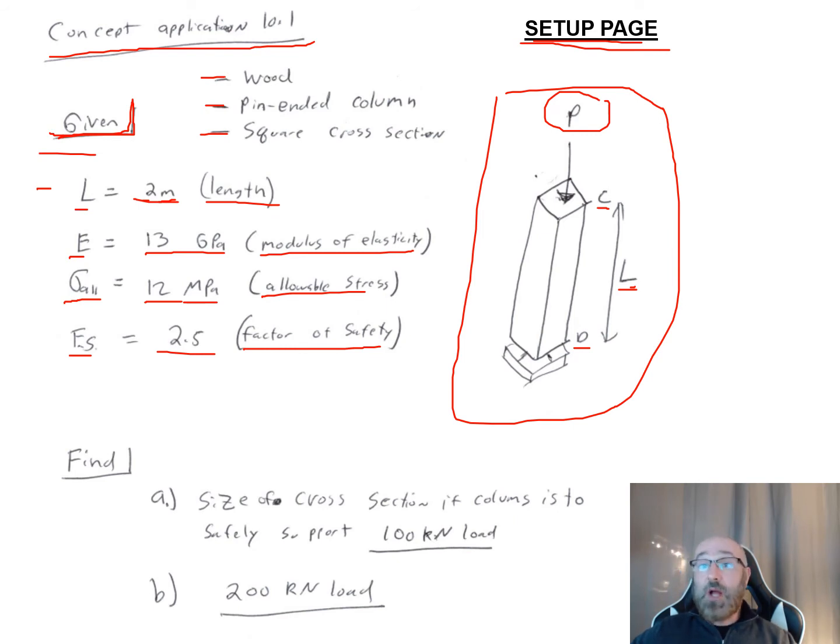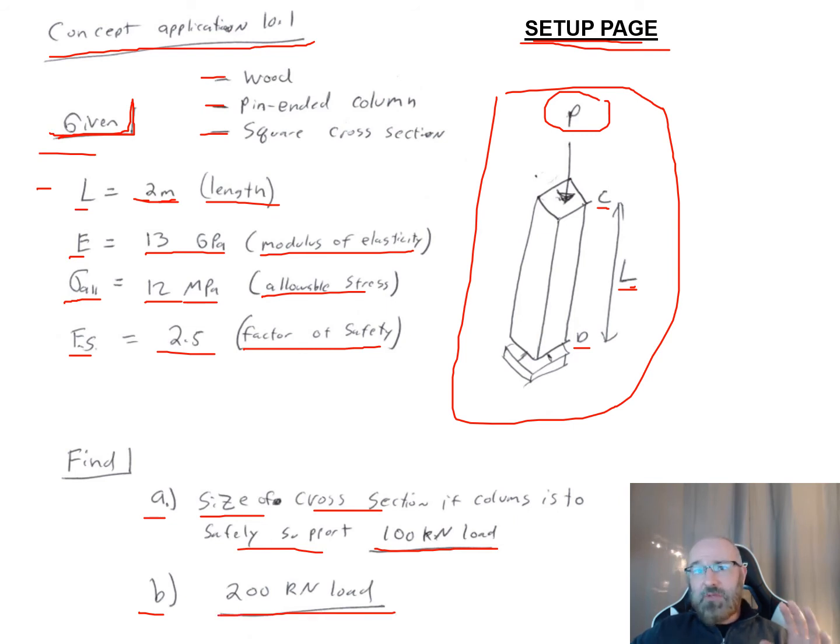There's two parts of the problem. I'm going to write them out separately. Part A, part B. For both of these, they want us to find the size of the cross-section if the column is to safely support, in part A, 100 kilonewtons. In part B, it's going to safely support 200 kilonewtons.